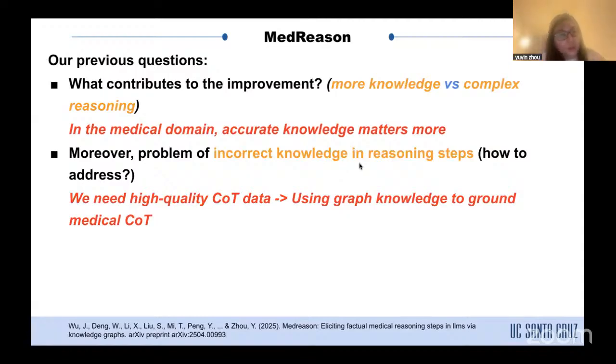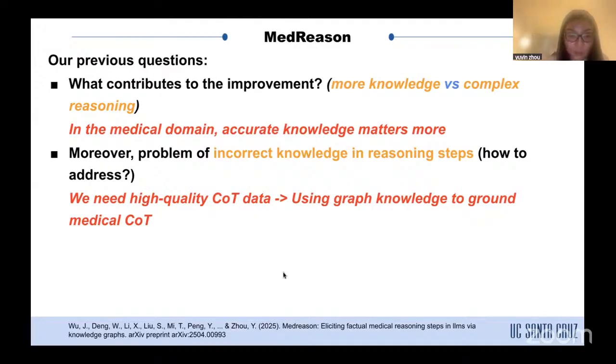Okay, so next we would like to ask, now that we have already answered what contributes to the improvement. In the medical domain, we have shown that accurate knowledge actually matters more. So now we want to see how to fix this knowledge problem. Like we have said before, this is going to be key to further improving the performance of medical large language models. So the first action that we have taken is to improve the quality of the COT data.